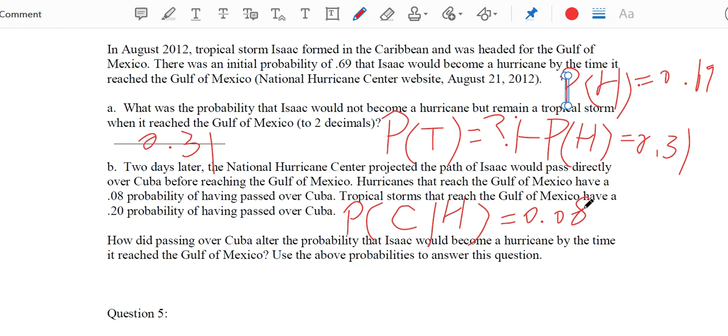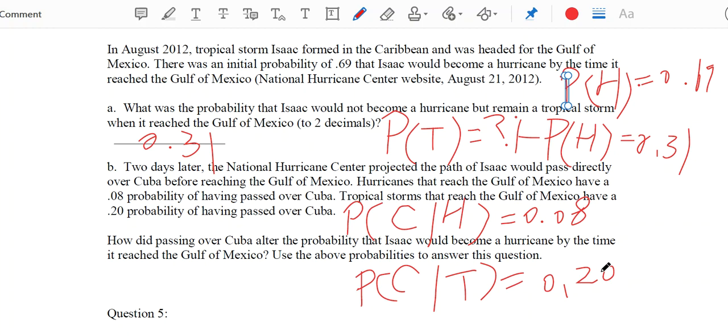And the second: tropical storms that reach the Gulf of Mexico have a 20% chance of passing over Cuba. Which means given it is a tropical storm, the chance for the tropical storm to pass Cuba will equal 0.20. So from now, at this point, we actually have four probabilities: the probability for hurricane, the probability for tropical storm, the probability of passing Cuba given it's a hurricane, and the probability for Cuba given it is a tropical storm. So we have the four probabilities.